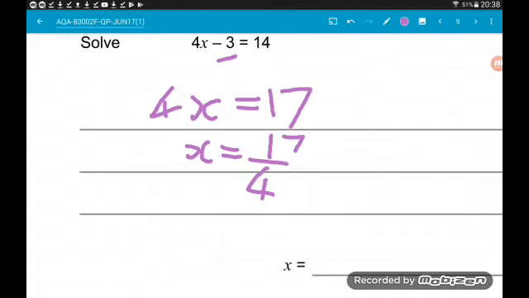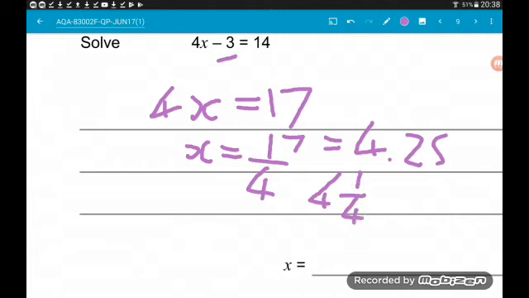If you smashed it in your calculator, you would get 4.25 as a decimal. Either one is fine. You could even write it as a mixed number, which would be 4 and 1/4. Any one of those three would be fine.